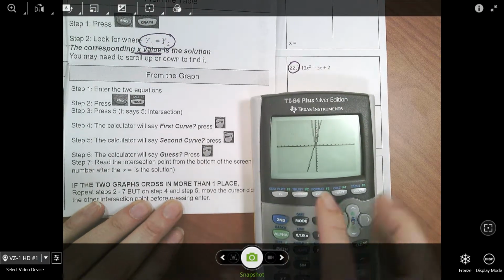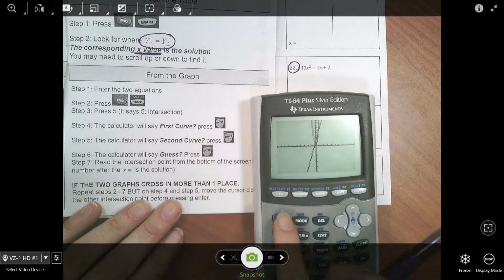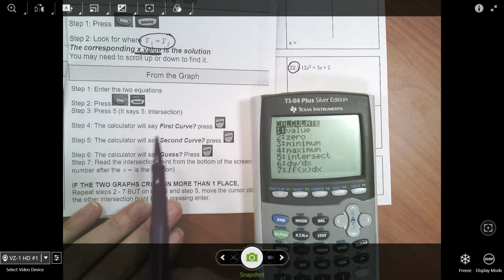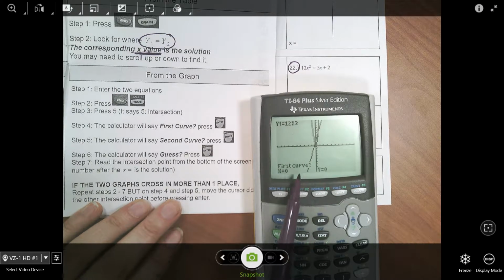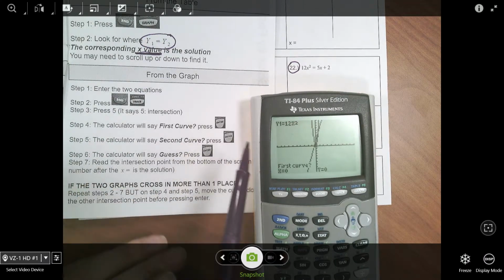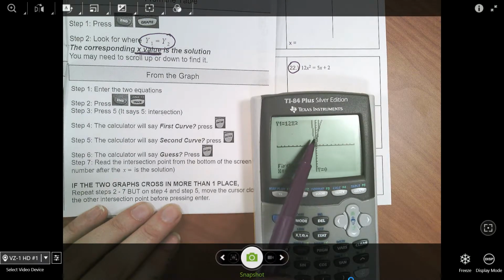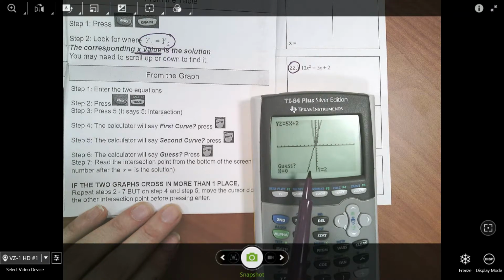All right, so I'm already graphed. I already entered my two equations, so I'm going to press second and trace, and then press 5 for intersection. It will ask me first curve. Now, in my directions, I say just press enter. It doesn't actually matter which solution or intersection point we get first. That cursor is on one of the graphs, and it doesn't matter which one. We're going to press enter, and then press enter again. Then it's going to say guess, and we're going to press enter one more time. Here is one of my intersection points, -0.25.